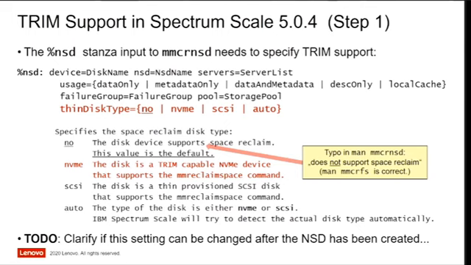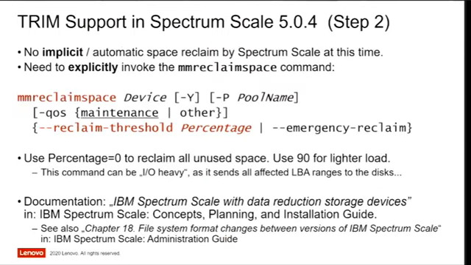And then the second step is, and that's important, there's no automatic space reclaim in Spectrum Scale right now. So if you want to use this trim facility, you actually have to call a command called reclaim space. You give it the file system name, and then some other parameters, like you can restrict it to a pool, or you can set the QoS level. And then the mandatory argument in normal operation is the reclaim threshold. If you set that to 0, everything will be reclaimed. If you set it to 100%, essentially nothing will be reclaimed.